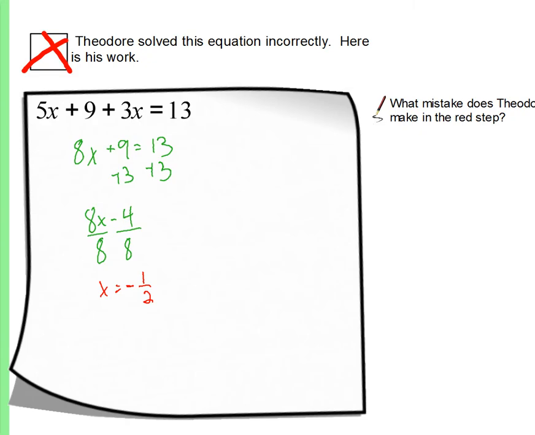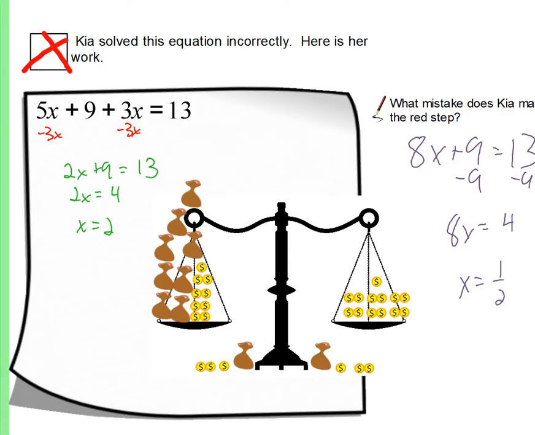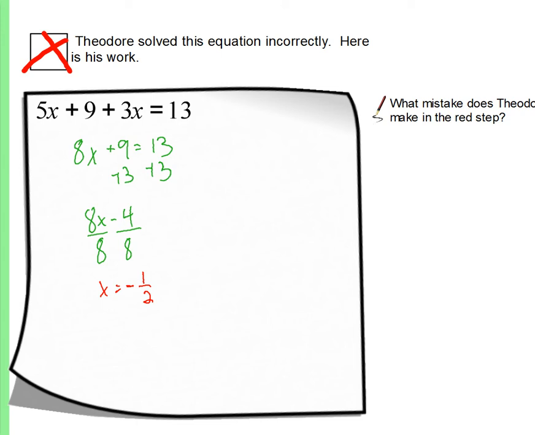Same equation, different mistake. So now we put them together, 8x, and we get 9, and then what did we do? In this previous one, we subtracted 9 from both sides, but this is something I see a lot. Subtract 13 from both sides, got 8x minus 4, divided by 8x, x equals negative 1 half.